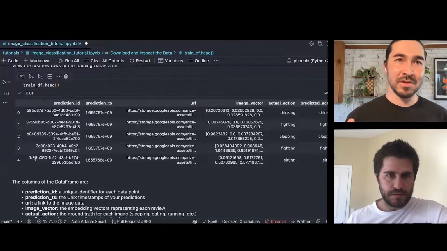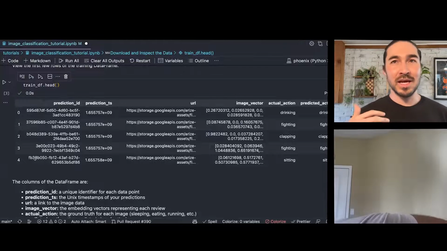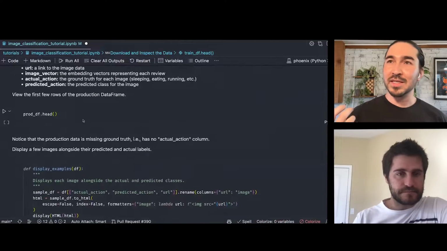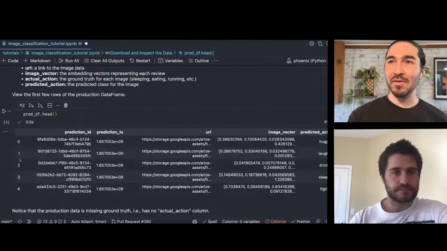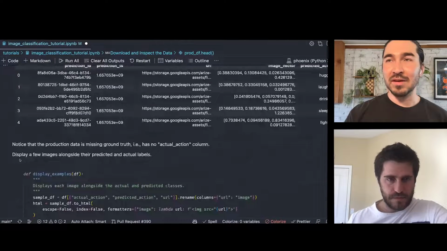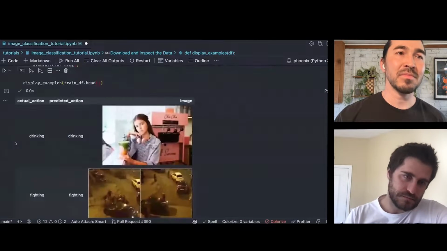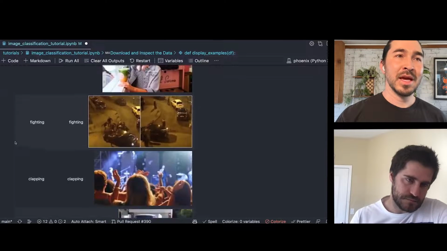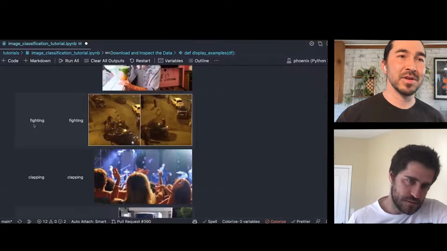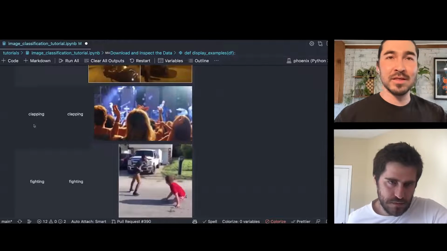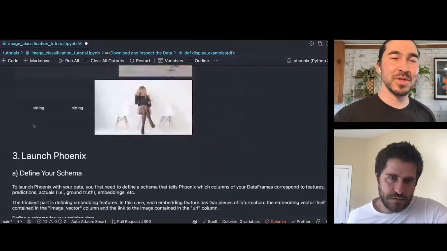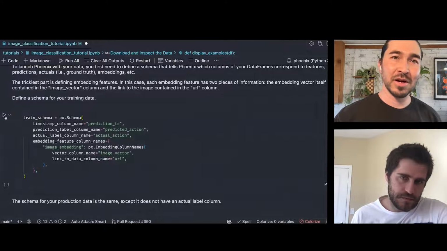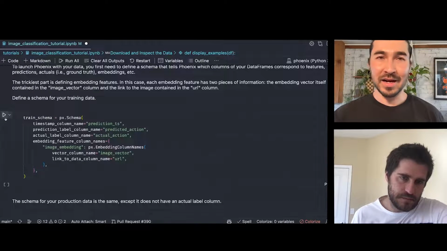So you can see that each record within these data frames contains the URL to the image, the vector representation of the image, the predicted action, so things like drinking or fighting or clapping, and the ground truth target value as well. We have one for production as well, so it's very similar. And here's a little utility function to visualize this within the notebook. So here we can see this woman having a boba tea of some sort at a cafe. Maybe here we have an image of people fighting on a street corner and people clapping at a concert.